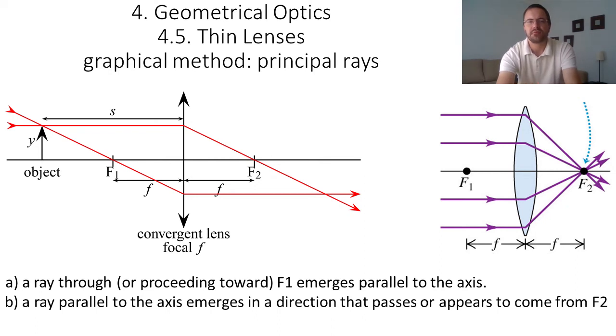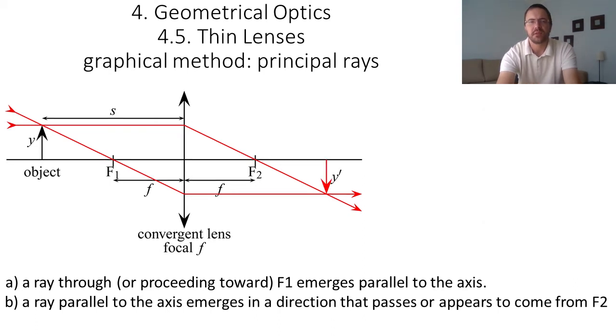Now you see that with these two rays, we can already find the location of the image because they cross at some point. And so you can say that this image is a real image and that it is inverted because the direction of the arrow is opposite to the object.